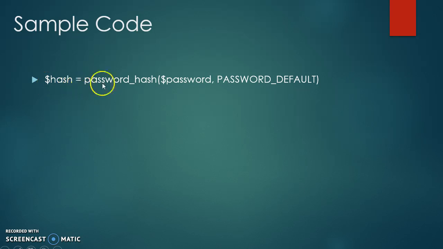One line, if you already have everything built for the password, all you need to do is just pass that password in as a parameter into the password hash function. And then the second parameter is password default, which is the default settings. If you want to change the encryption method, you could also change that second parameter. And you just store it into a hash variable, whatever you want to call it. I call this one hash.